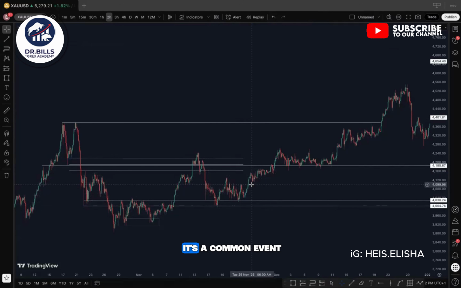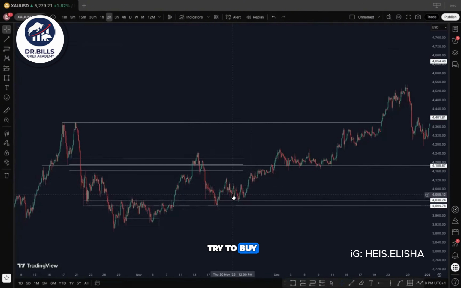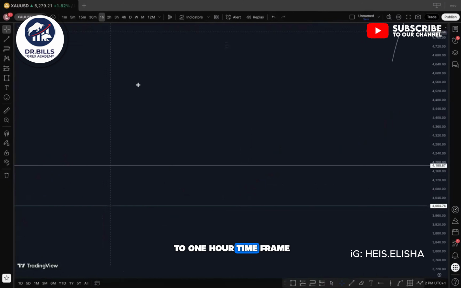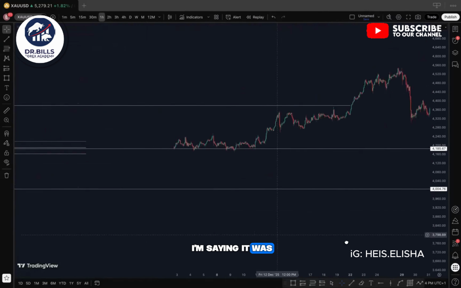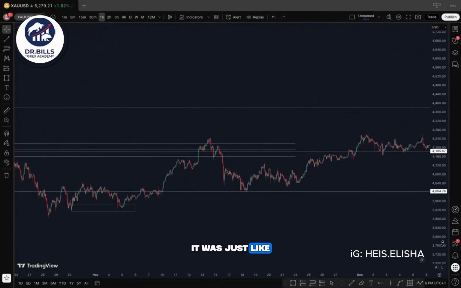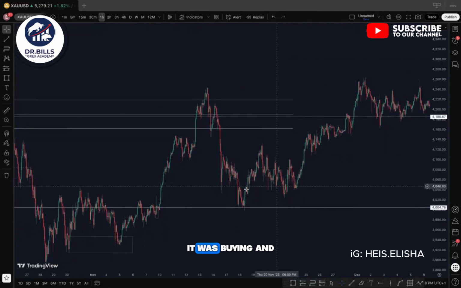So I don't know if it's a common event because if you notice here, when price tapped on this level and tried to buy, it was still chaos here as well. Let me go to one of our time frames so you see what I'm saying. It was like a common event. It was just pure chaos. It was buying and stop loss hit, stop loss hit again. If you try to buy, stop loss hit. If you try to sell, stop loss hit. It was just chaotic before price went up.